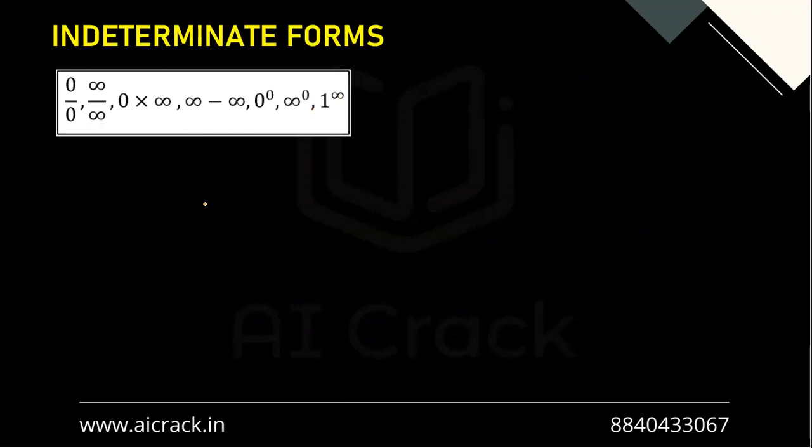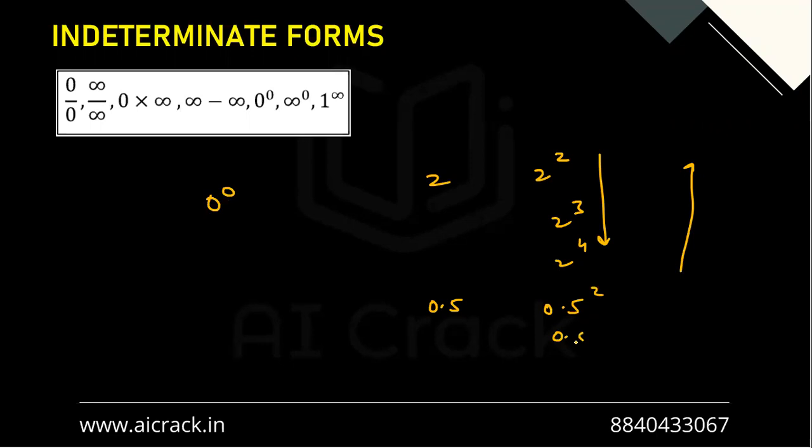Now let's look at 0 raised power 0 ones. Let's take an example, let's say we have a value 2. Now when I'm doing 2 raised power 2, 2 raised power 3, 2 raised power 4, we can see that when I'm increasing the power, the value is increasing, right? Now let's take 0.5. I do the same thing, 0.5 raised power 2, 0.5 raised power 4. Now I can see that with the powers increasing, values are decreasing actually. So I'll have to do the reverse, right? So what I'll do, I'll do 1 by 2 over here, 1 by 4 over here. Now I can see that with powers decreasing, values are also increasing.